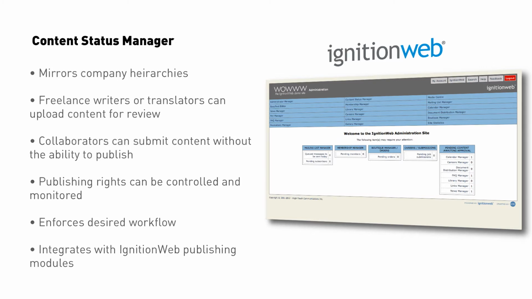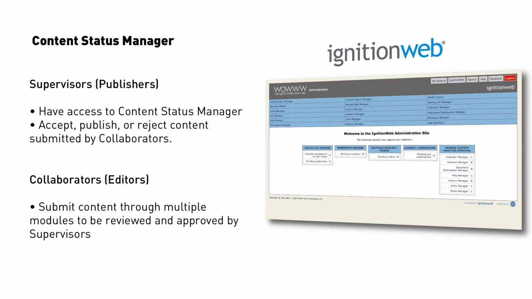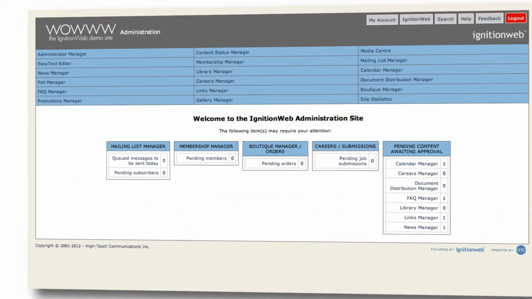content submitted by collaborators. With Content Status Manager, administrator publishing privileges are divided into two categories: supervisors, also known as publishers, and collaborators, also known as editors. Supervisors have access to Content Status Manager where they can accept, publish, or reject content submitted by collaborators through multiple modules. They also have the option of publishing content directly themselves or submitting it to Content Status Manager for approval and publication.